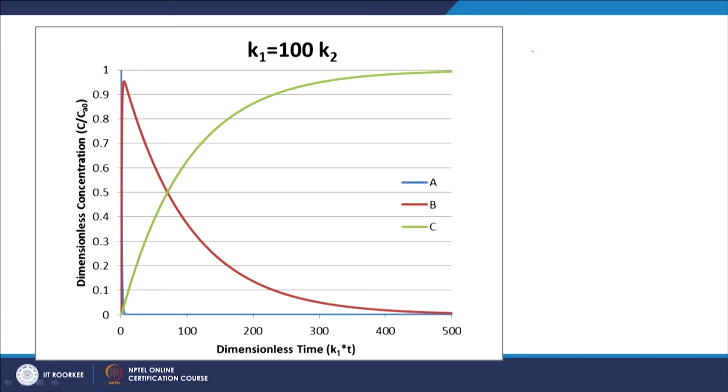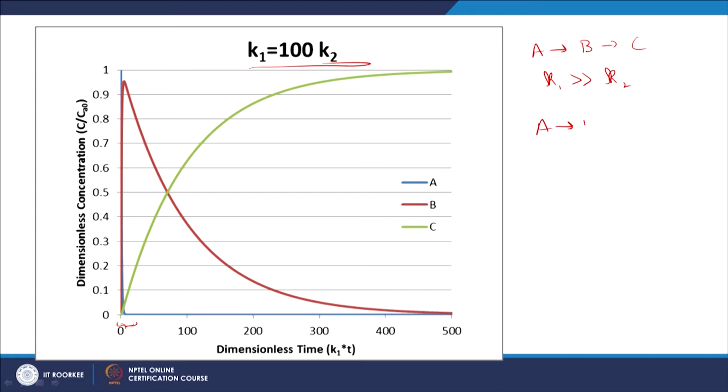Here we have the same case, A goes to B goes to C, but here you see that K1 is far greater than K2, almost 100 times, two orders of magnitude higher now. So what do you see here? I guess the graph by itself might be relatively unclear, so we are going to look at a second graph that looks at this particular region later on, but try to understand what is happening here.